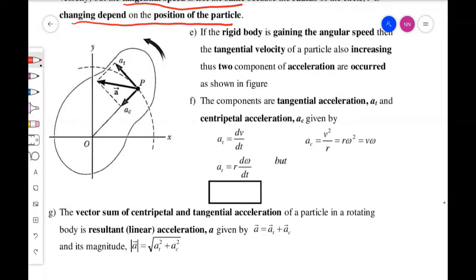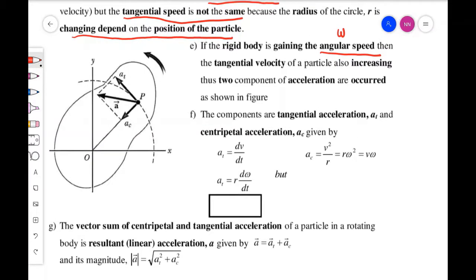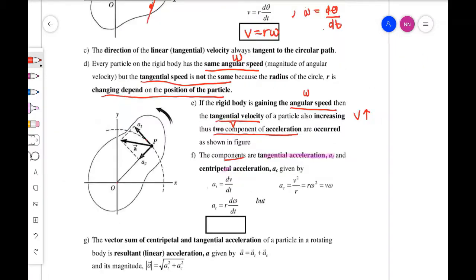If the rigid body is gaining angular speed, which is omega, then the tangential velocity of the particle is increasing. Okay, v increases. So bila angular speed omega increase, v akan increase. Ini adalah daripada formula v equals r omega. v directly proportional to omega. When omega increases, v will increase too.